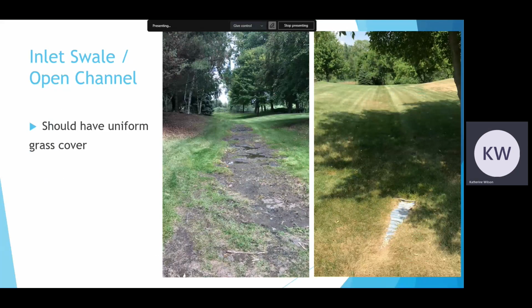Here are some examples to give you a visual of some items that need maintenance. This is an inlet swale and it should have uniform grass cover. The swale in the picture on the left needs some maintenance. It should be reseeded and have uniform grass cover like the inlet swale on the right. This is because when water flows through here, it's going to pick up all that dirt and fill your pond with that sediment. This practice is not doing its job anymore, and we want any runoff to remain as clean as possible before entering your stormwater practice.